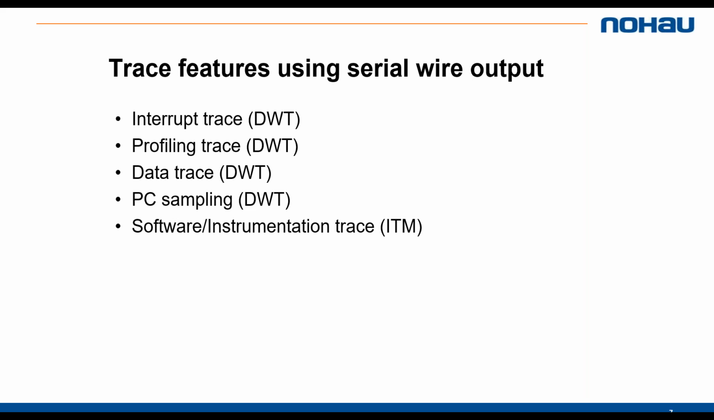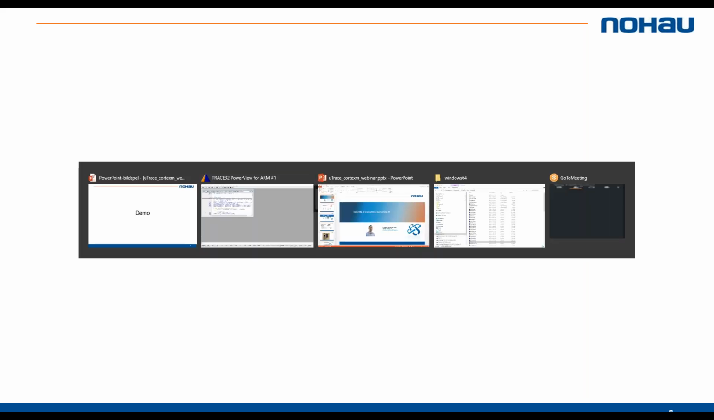And the last thing you can do here with serial wire output is a software trace or instrumentation trace. And that is mostly used for printf style debugging, more or less. So I will switch to Trace32 and show you these kinds of features inside of Trace32 and how you can use them.